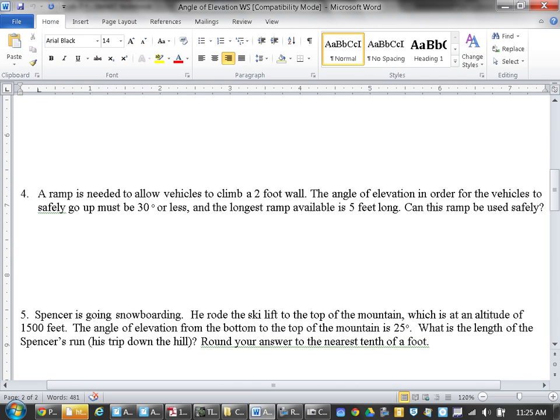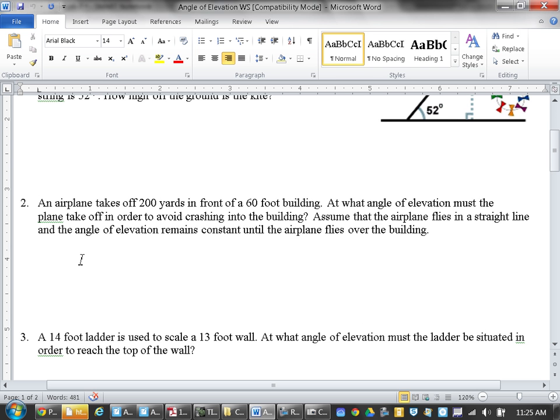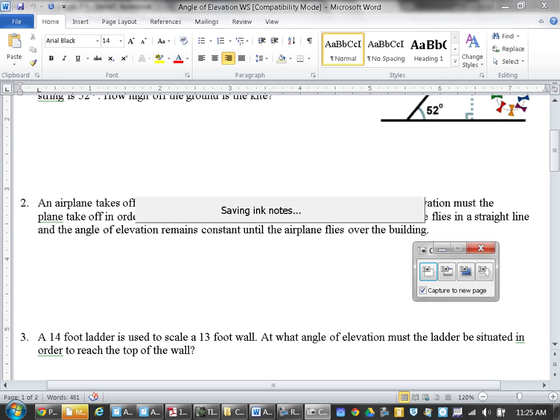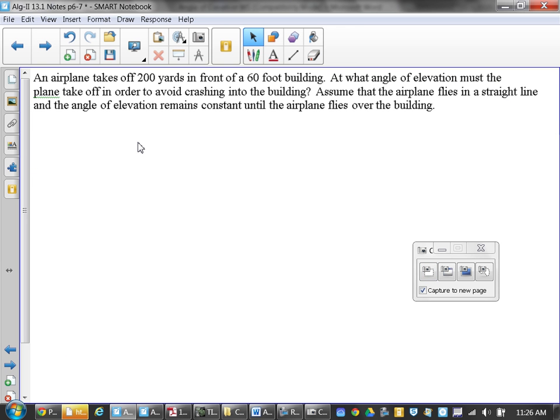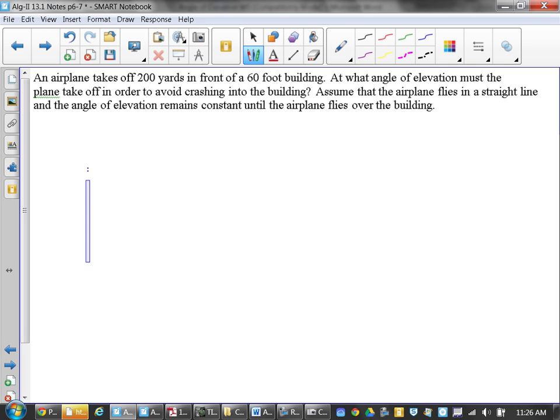All right, let's see. This one's fun. Airplane. There's a building. An airplane takes off 200 yards in front of a 60-foot tall building. That sounds like a great place to build a building. So you have an airplane that's taking off in front of a building. The building is 60 feet tall. It's 200 yards away.